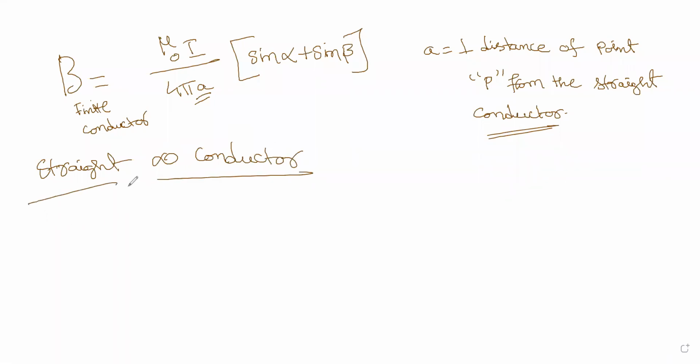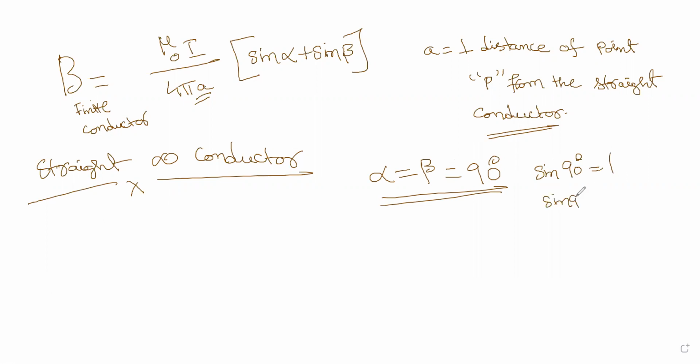Straight infinite conductor. For a straight infinite conductor, alpha is equal to beta equal to 90 degrees. This condition you have to remember. When you plug that in, what is sine alpha? Sine 90 is 1. Sine beta, sine 90, is also 1. So sine alpha plus sine beta, sine 90 plus sine 90, is 2. So substitute that.